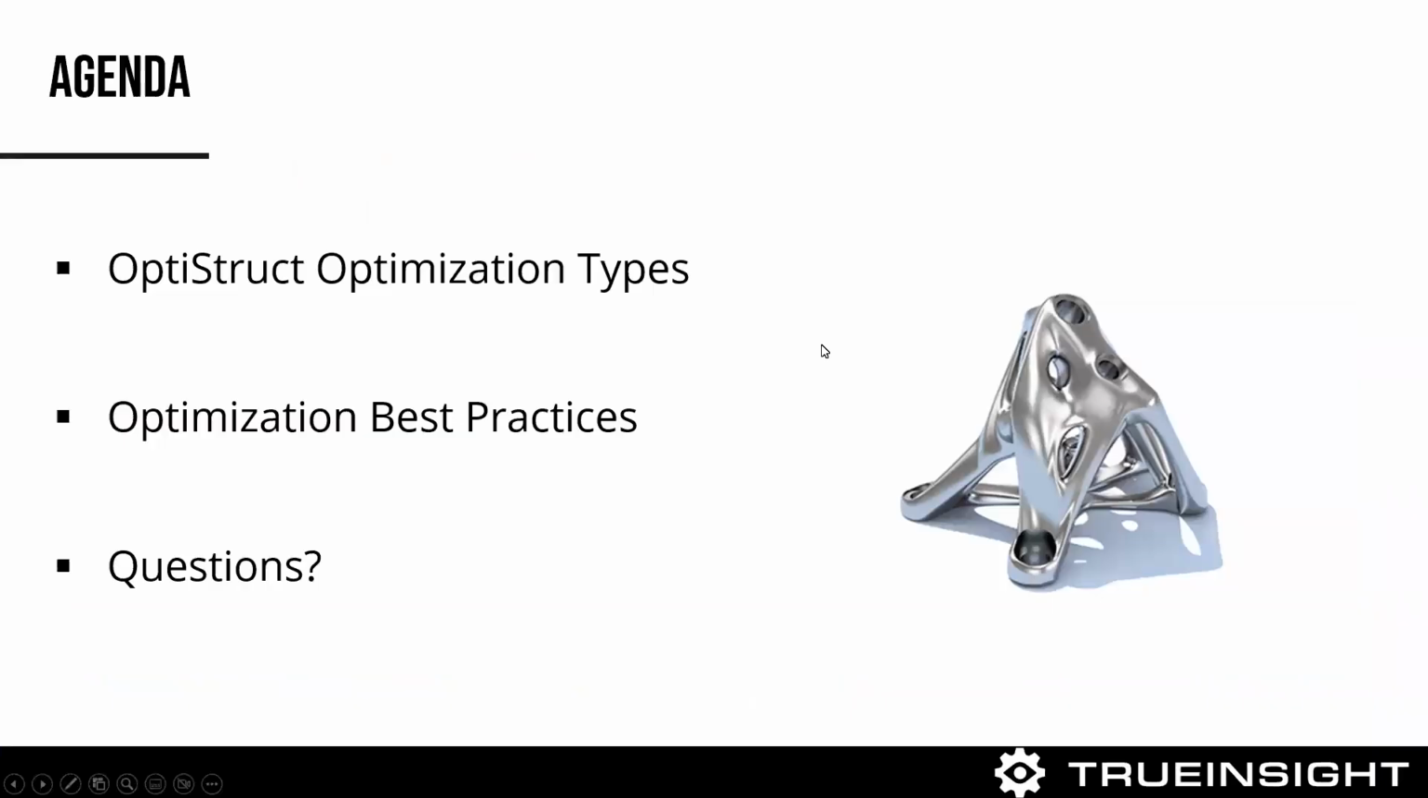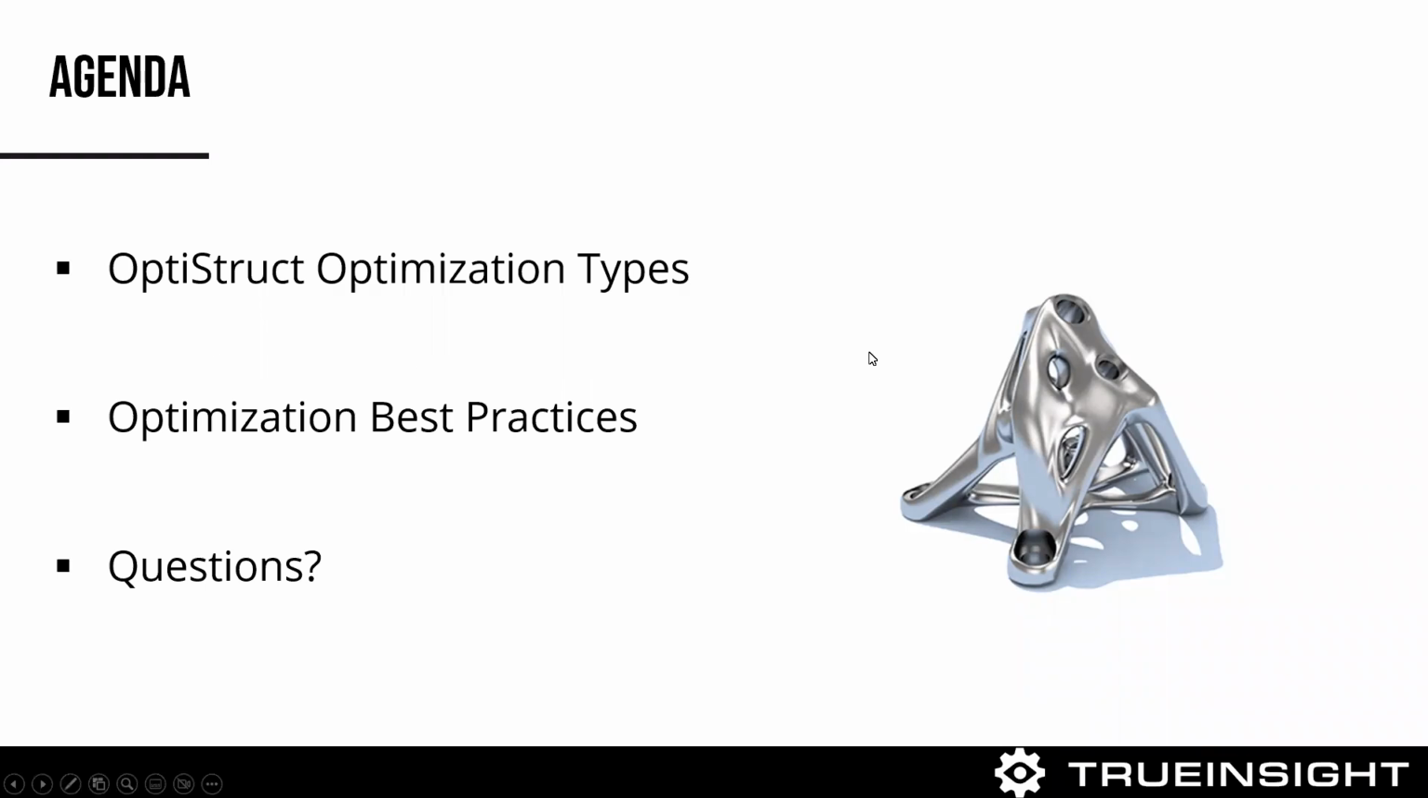The agenda for today: we're going to focus on OptiStruct optimization, talking about the different types within the suite, then looking at some best practices and questions. It's a 45-minute webinar, so I'm not going to be able to cover every single thing, but I wanted to run through a couple of different examples and some of my own best practices. I'll save some time at the end for questions. If you have questions as I'm going through the presentation, my colleague is in the chat and can answer them, and we can save some time at the end.